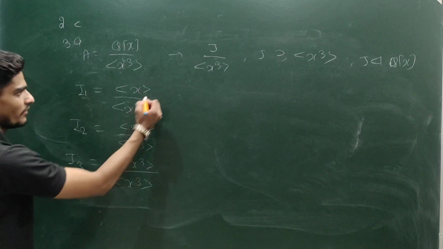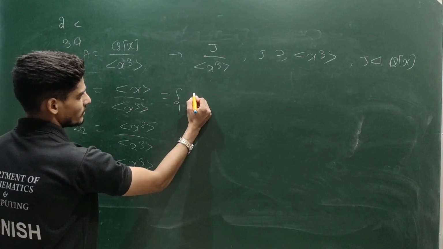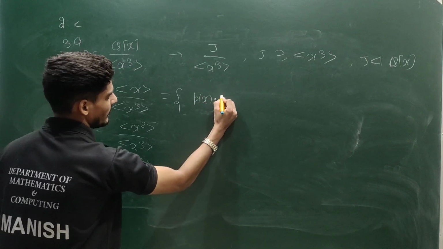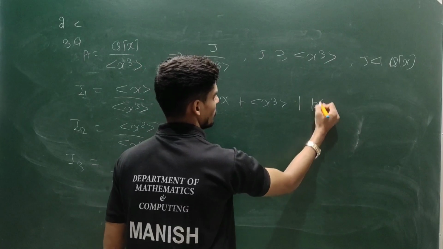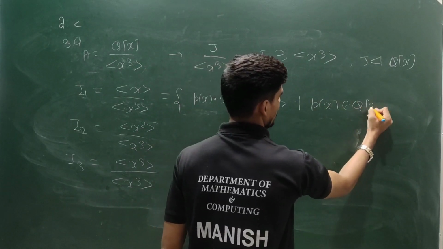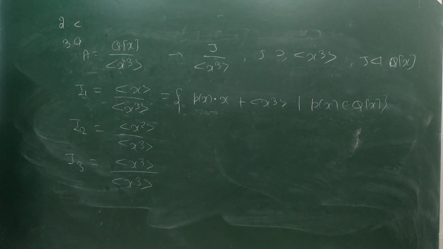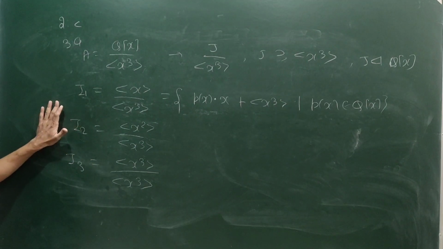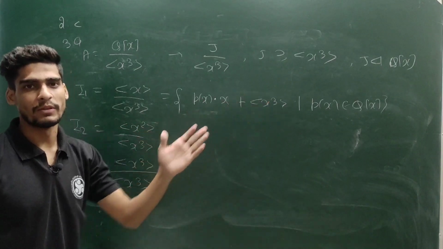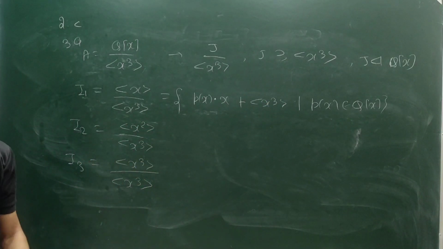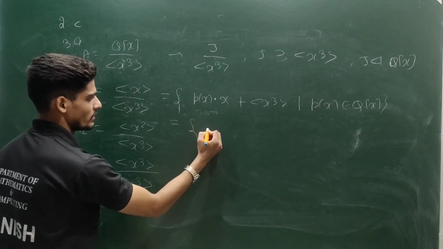Now let us verify this structure. This is the ideal generated by this. That means P(x) into x plus the ideal generated by x cube, such that your P(x) is coming from Q(x). So this is the complete structure. And if you write this P(x) in the form of Q(x), then terms like a0 plus a1x plus a2x square will come. So let me give the full hint for this.